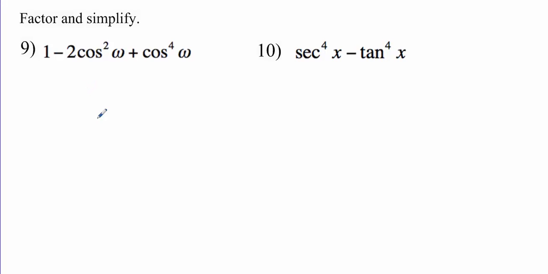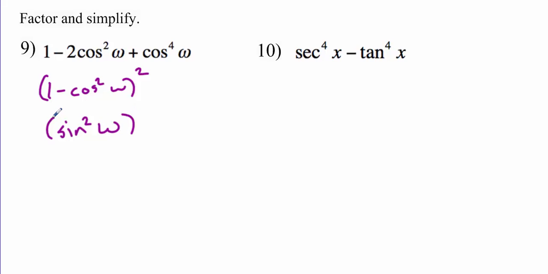So we're going to factor and simplify. Now, if you're comfortable with using the trig and seeing these exponents like 2 and 4, you might recognize this right away and say, hey, this is 1 minus cosine squared omega times 1 minus cosine squared omega, which would just be 1 minus cosine squared omega squared. Okay, and then hopefully you're seeing, hey, 1 minus cosine squared, I've seen that before. That's sine squared omega.